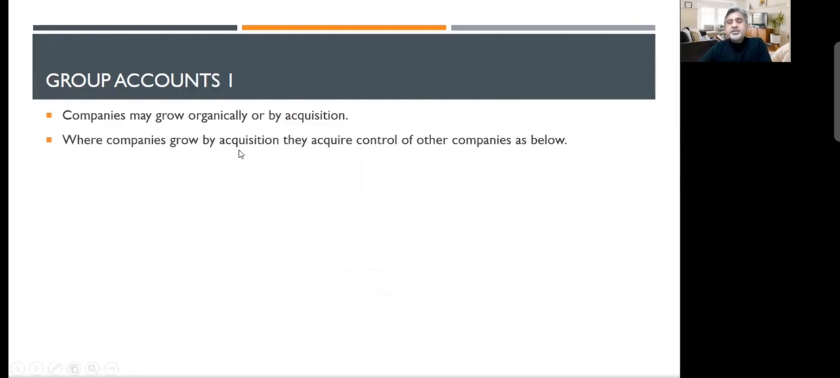Where companies grow by acquisition, they acquire control of other companies. For us, this word is going to be a very, very important word, because there are going to be different methods of consolidation. You might have consolidation, one method, second method, whatever. And all of these things will depend on your control. So control is very important, and we'll understand what control is. So when companies grow by acquisition, they acquire control of other companies as below.